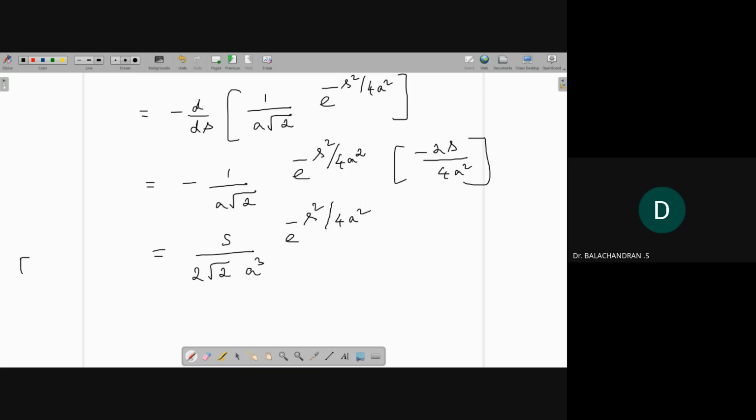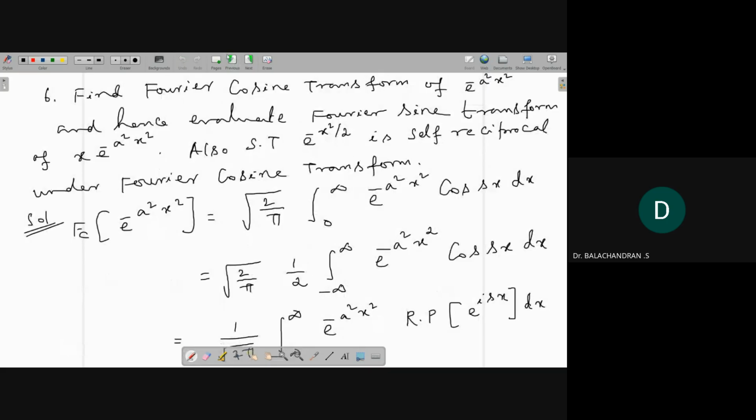So this is actually the Fourier sine transform of x into e power minus a square x square. So the second part is also over. Last one.